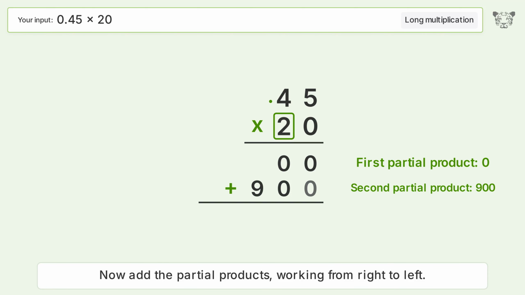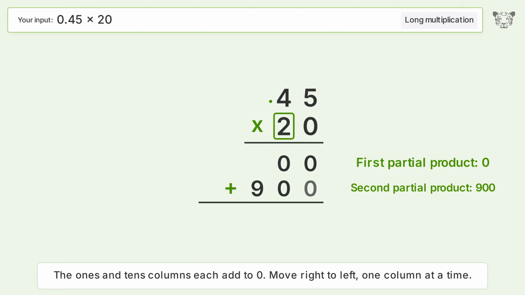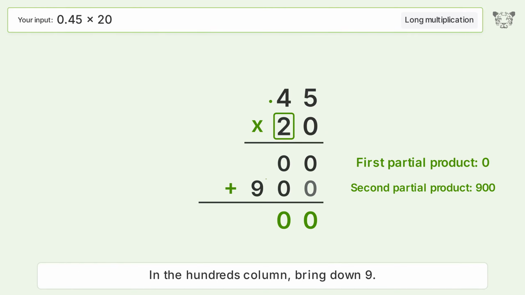Now add the partial products, working from right to left. The ones and tens columns each add to 0. Move right to left, 1 column at a time. In the hundreds column, bring down 9. The product of the whole numbers is 900.